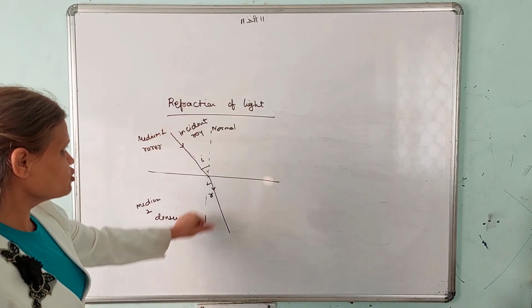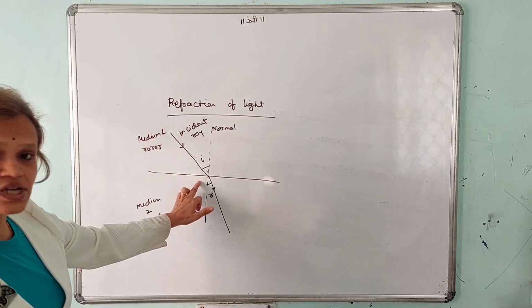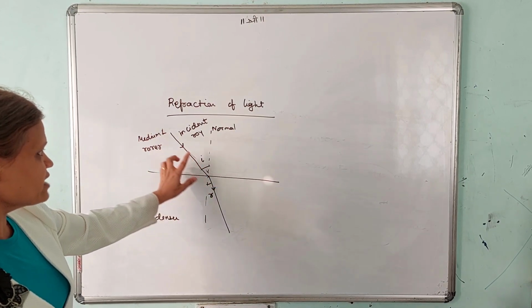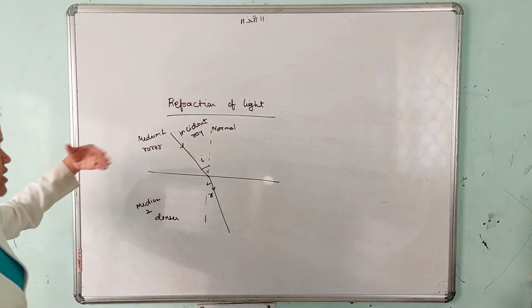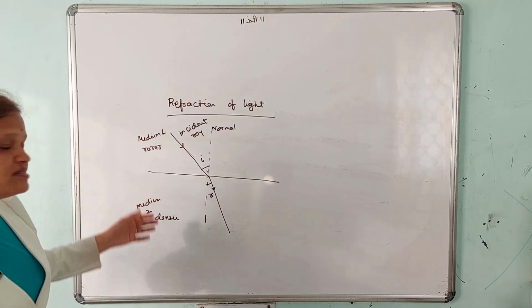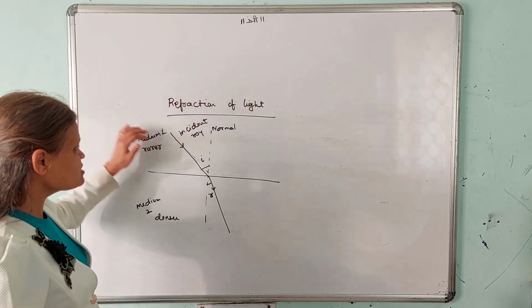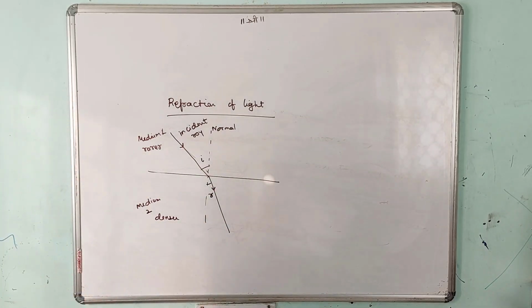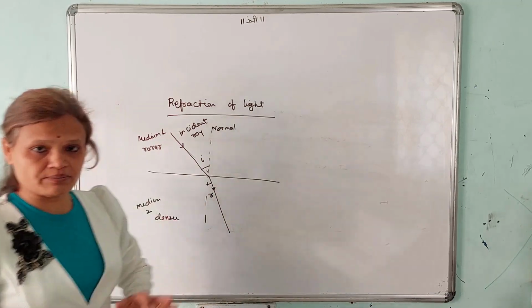The perpendicular drawn, this is the normal. Now a light ray is incident, this is the incident ray. The angle of incidence, the angle it makes with the normal, is i. Now wherever a ray of light changes medium, speed changes and therefore it bends, it doesn't travel along the same path. So there is a bending of light whenever there is a change in medium.